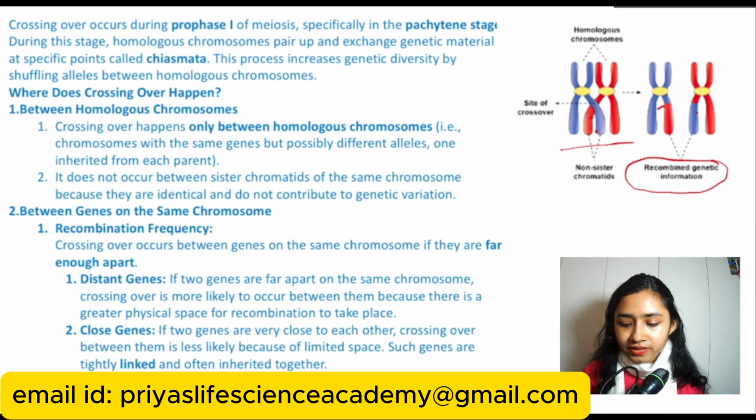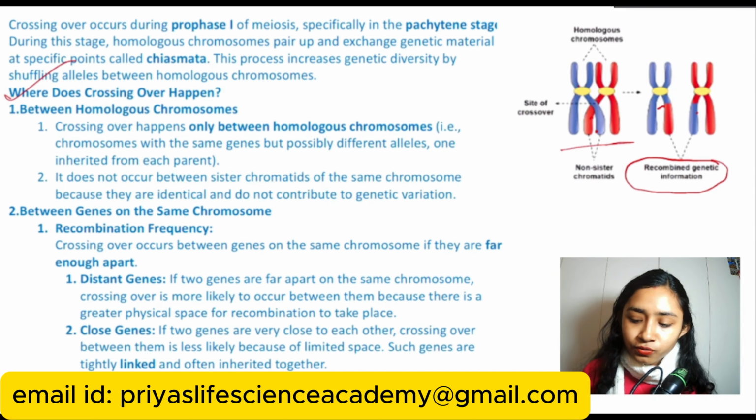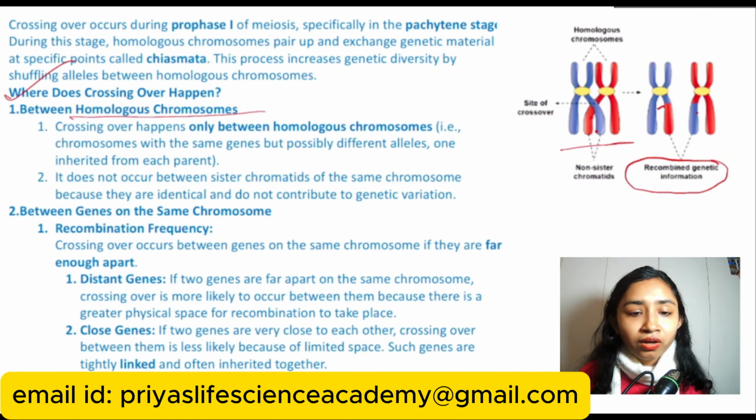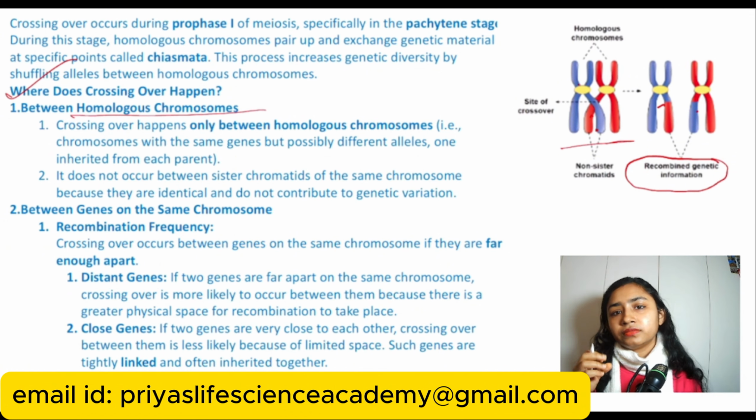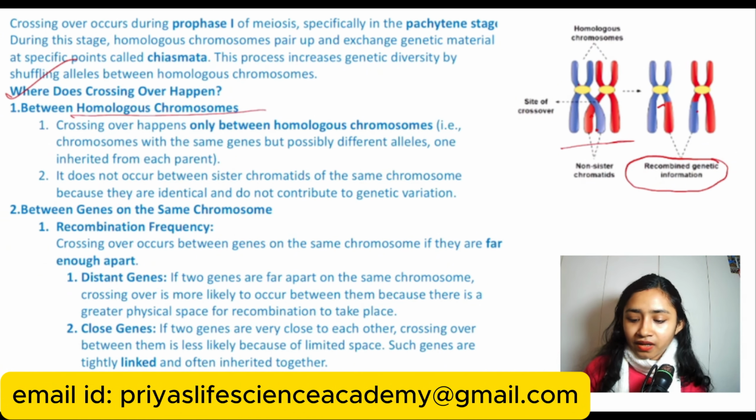Now, the question is, where does crossing over happen? Between homologous chromosomes. You should remember, between homologous chromosomes crossing over happens. You know where crossing over occurs? I told you that crossing over always occurs between two homologous chromosomes. One is inherited from father and one from mother.